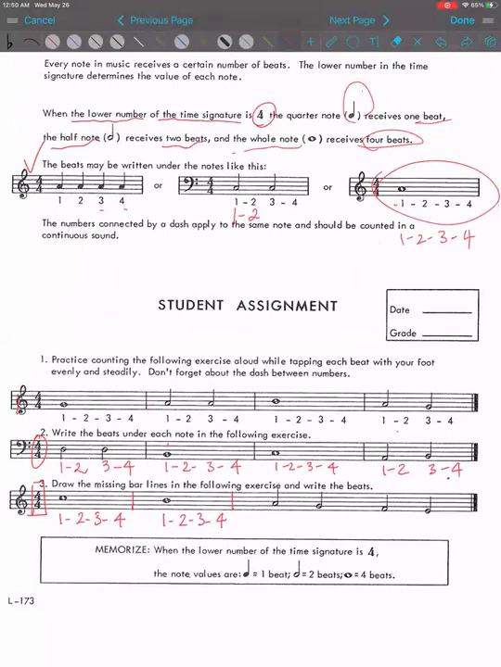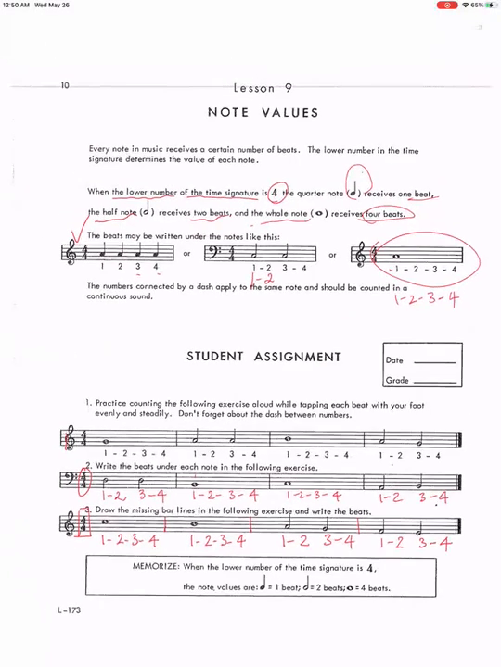Oh, and then we have half note. So 1-2, 3-4 bar line. And a new measure again. So we count from 1, 2, and then 3-4. That's the end of lesson 9.